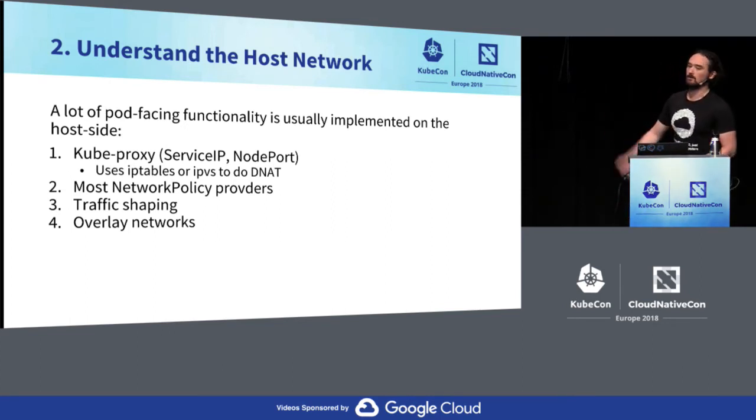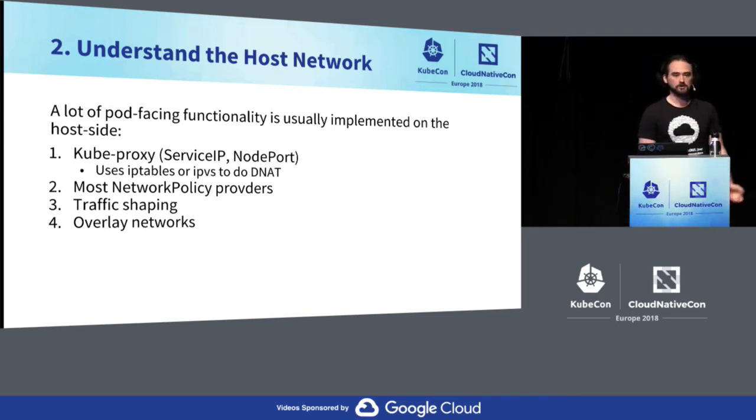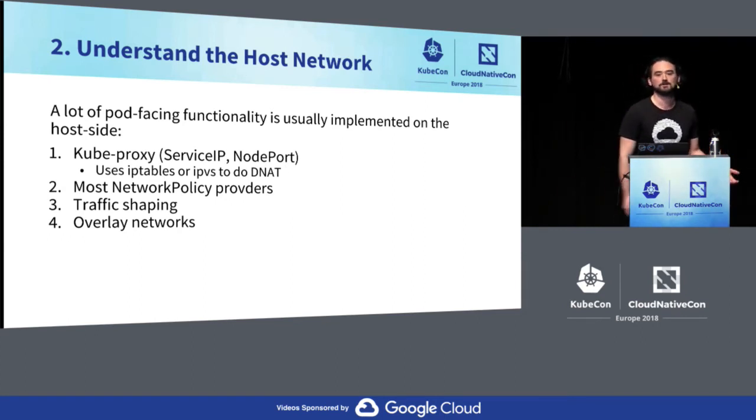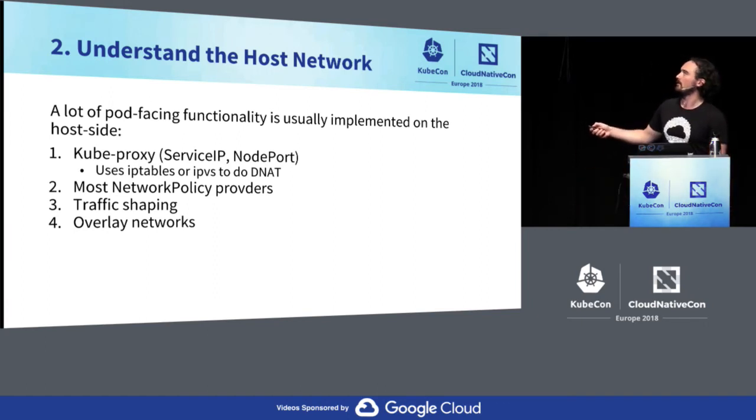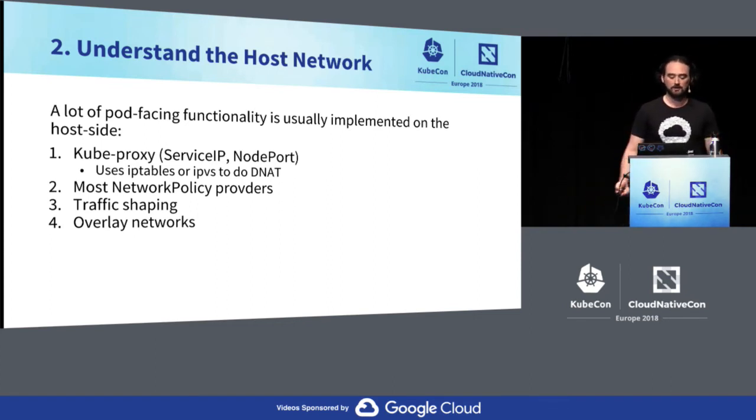So kubeproxy, love it or hate it, kubeproxy does what? It does DNAT. It rewrites destinations. These rules are almost always only installed in the host's IP table space, right? It uses IP tables, or now it uses IPVS, which is awesome and really high performance. It only does this in the host's networking namespace. Most network policy providers also only program their firewall rules in the host's IP tables namespace. Traffic shaping and overlay networks, of course, if you're programming a routing table, you only want to do it once, so you do it in the host networking namespace.